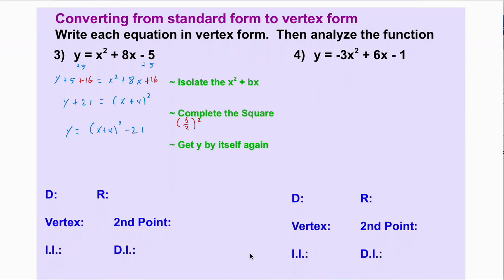I can start by saying the vertex is at -4, -21. The domain we know is all real numbers because it's a quadratic. If the vertex gets as low as -21 and the parabola is opening up because the a is 1, the a is positive, we can say the range must be from -21 to infinity.